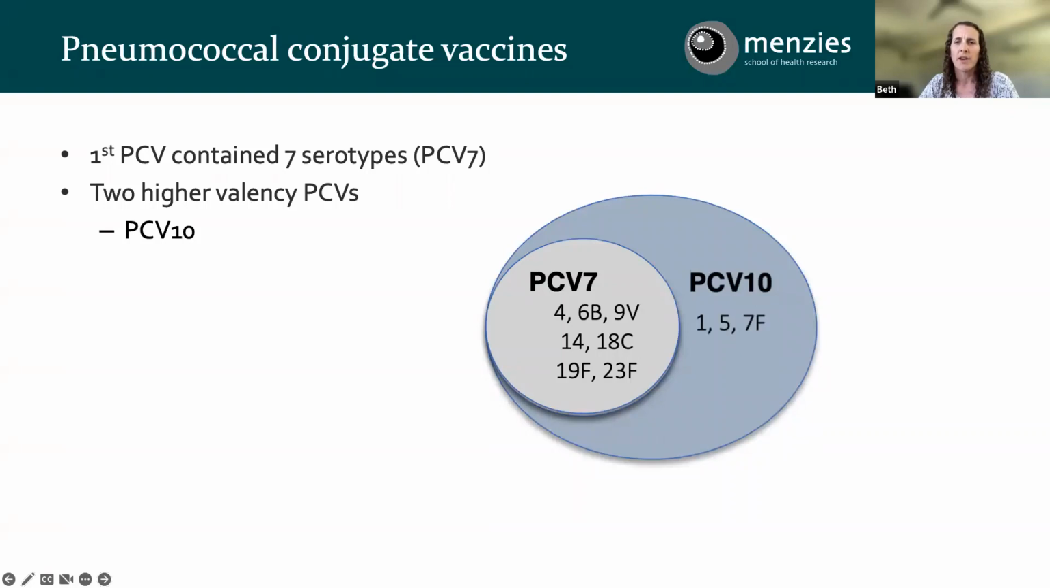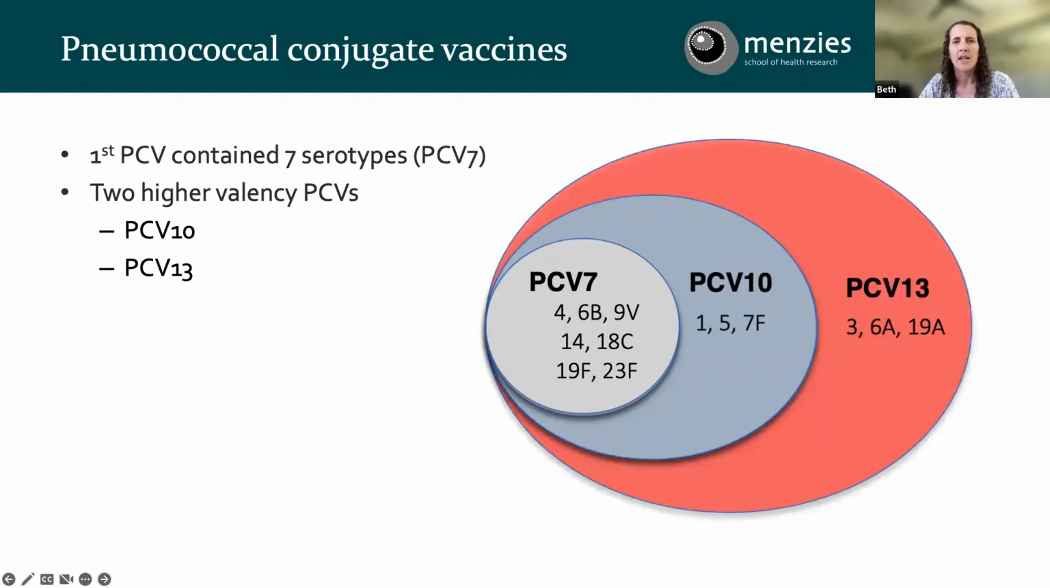So there were two second-generation PCVs, PCV10, which is Synflorix, manufactured by GSK. That received WHO pre-qualification in 2009. And as you can see here, it contains the 7 PCV7 serotypes with the addition of serotypes 1, 5, and 7F. And the second is PCV13, which actually replaced PCV7. It's also manufactured by Pfizer, Prevnar 13. That received WHO pre-qualification in 2010. And that includes all of the PCV10 serotypes with the addition of serotypes 3, 6A, and 19A.